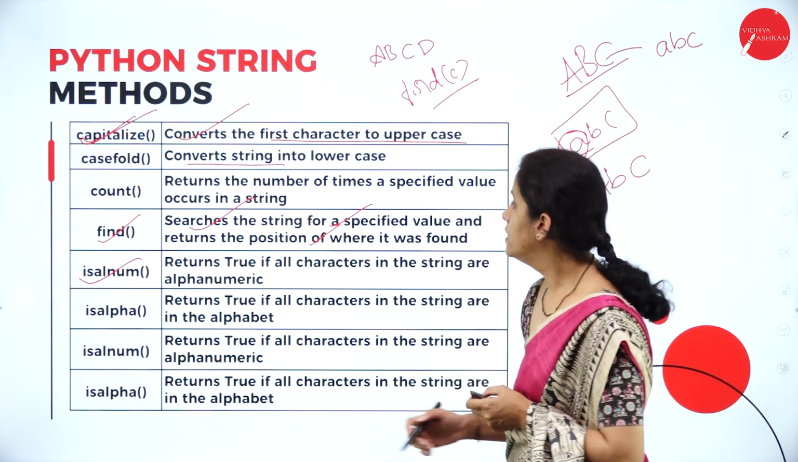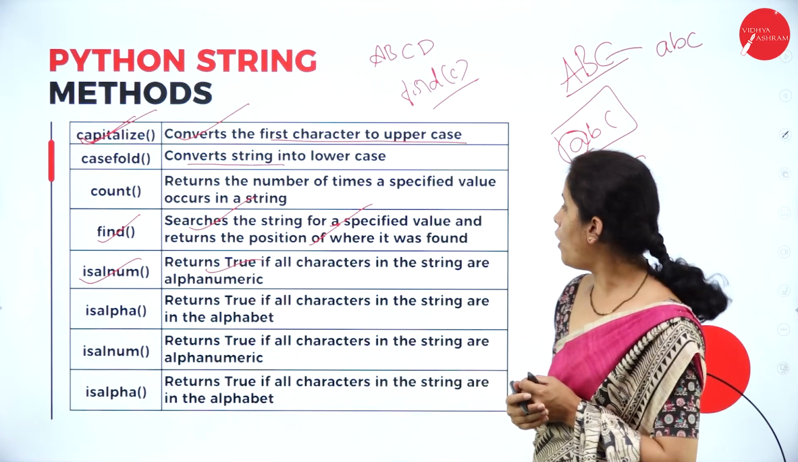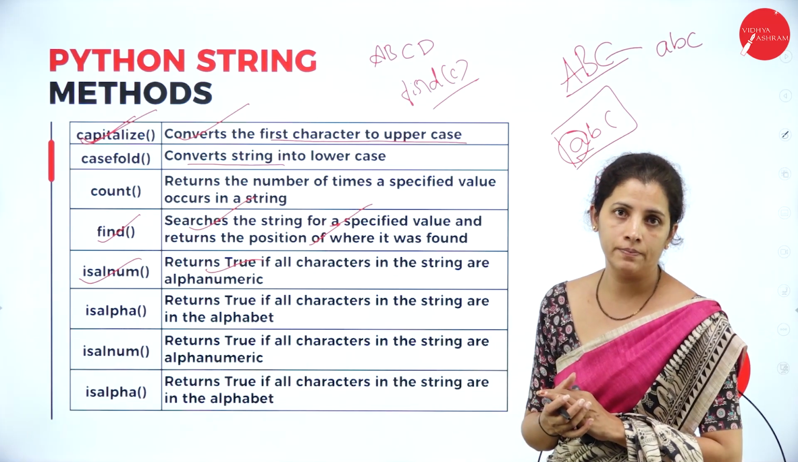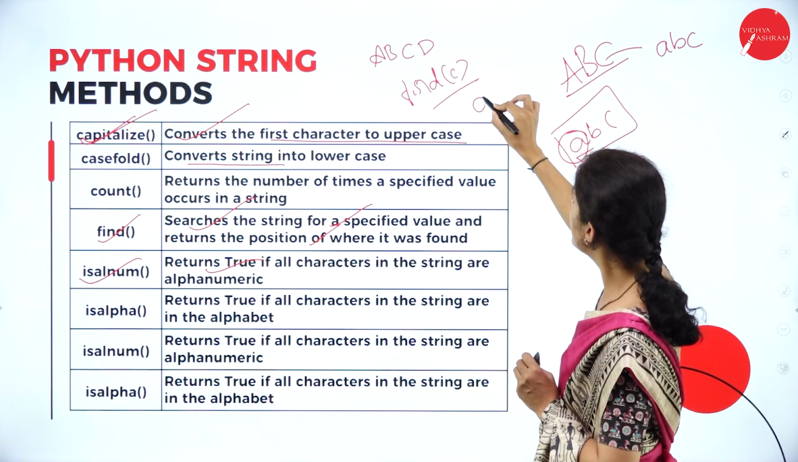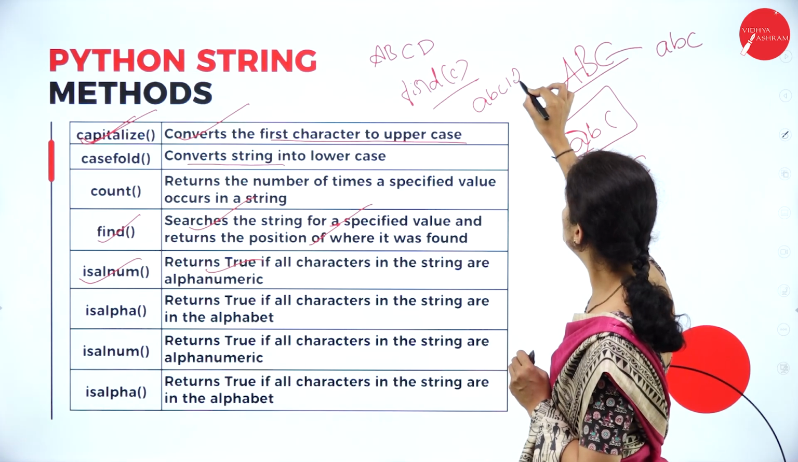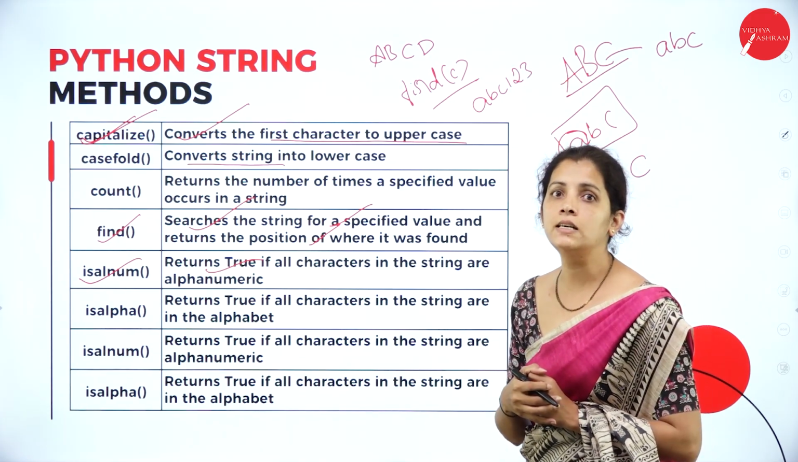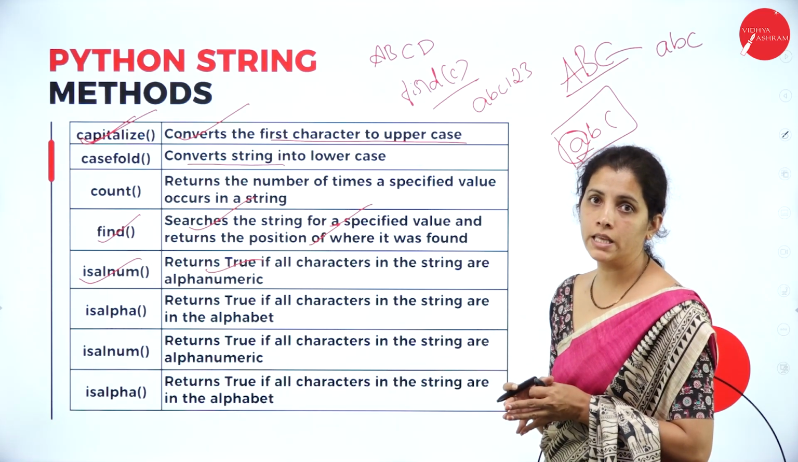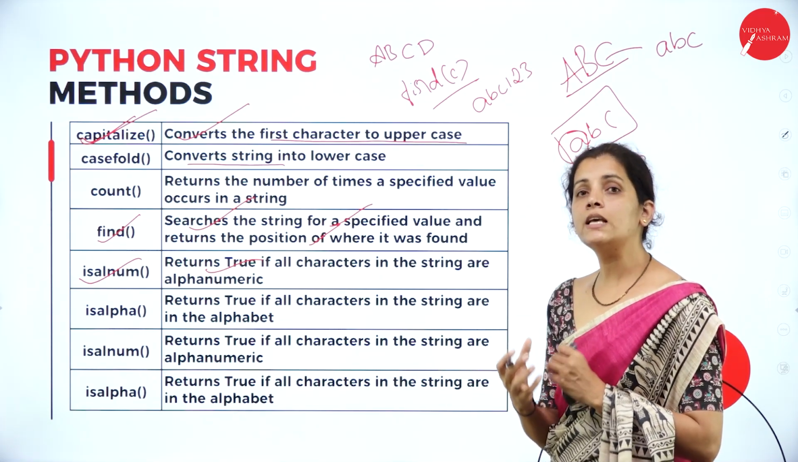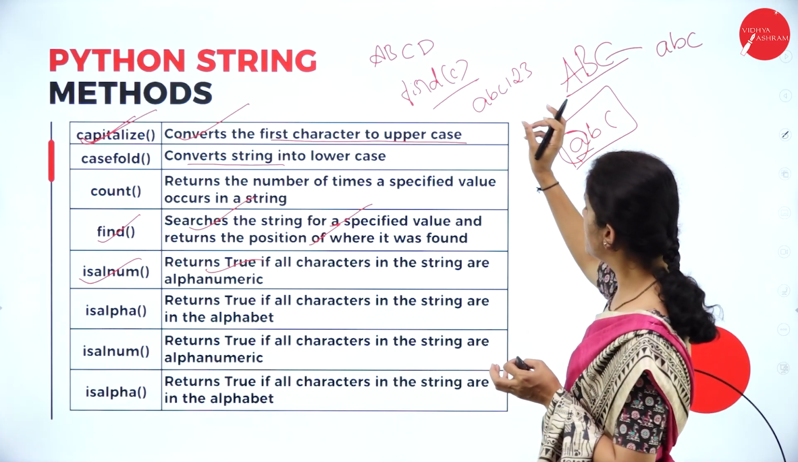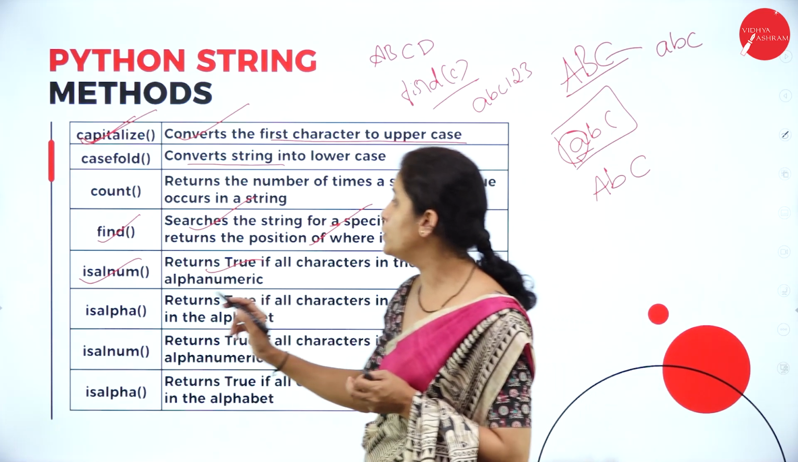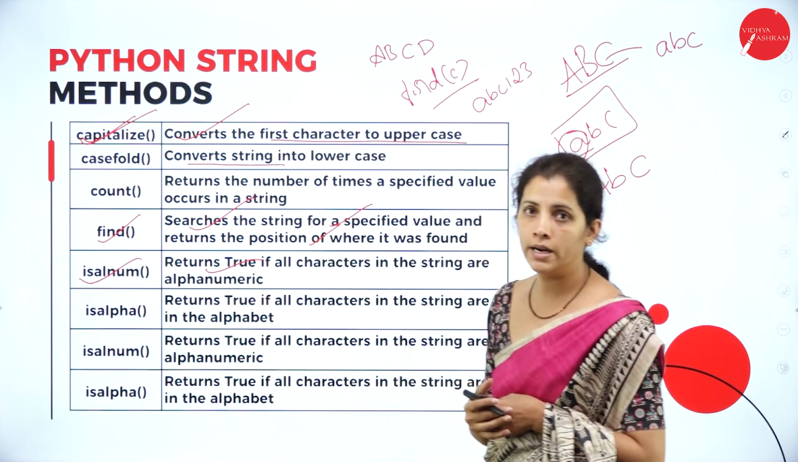isalnum returns true if all the characters in the string are alphanumeric. For example, if I have A, B, C, 1, 2, 3, what is this? It's alphanumeric. I have alphabets, and along with that I have numbers. So it is alphanumeric, and if I want to check whether the given string is alphanumeric, then I'm going to use isalnum.